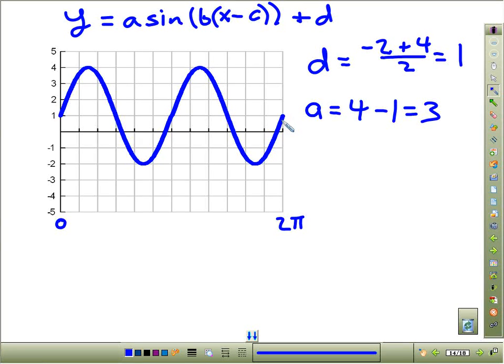Now, when B is 1, you get one cycle done, right? What do you think B needs to be to have 2 cycles completed in 2 pi? That's right, 2. B is going to be 2. In other words, we're looking at between 0 and 2 pi. If B were 1, if we just had sine x, then we would see just one cycle. Well, if B is 2, we'll be seeing 2 cycles. Now let me show you why this is so.